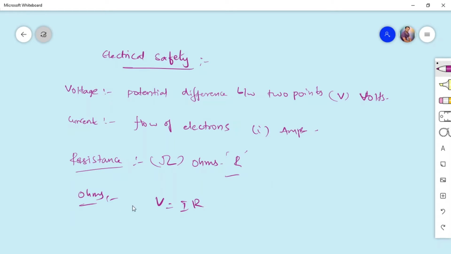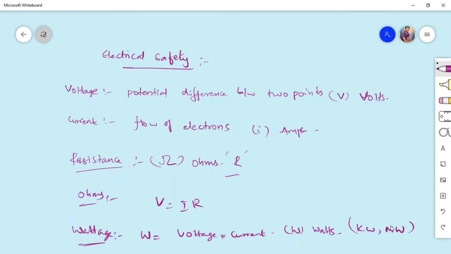By using this, we can find out wattage. What is wattage? It is the power consumed by that particular equipment. Wattage is equal to voltage into current, V into I. Watts is the unit of wattage: watts, kilowatts, megawatts.